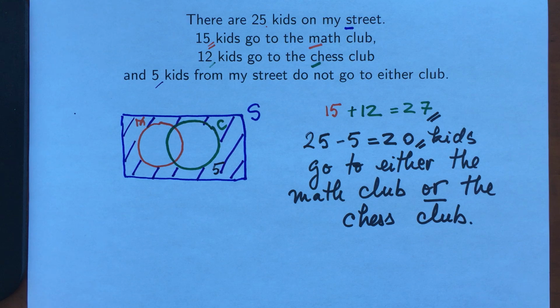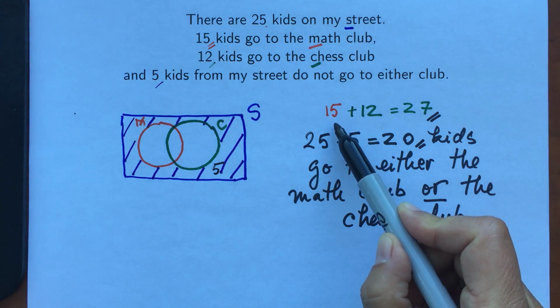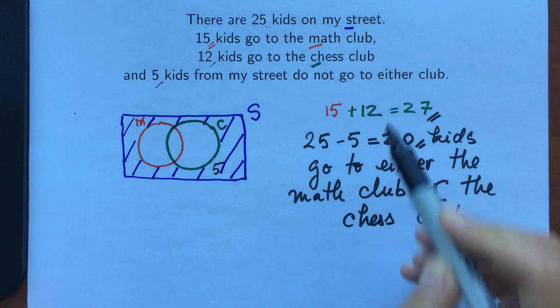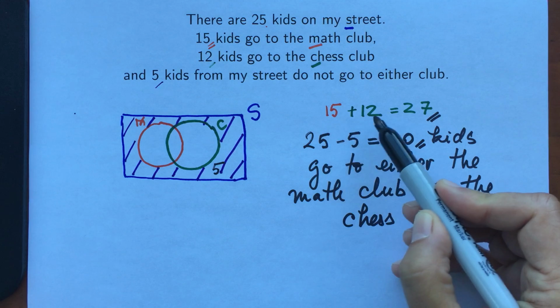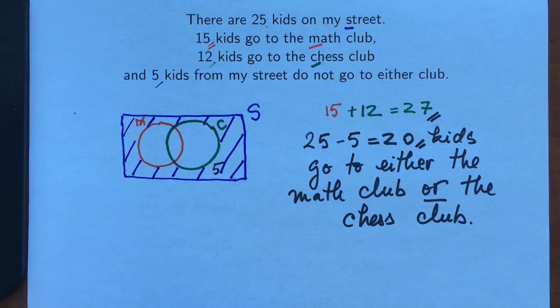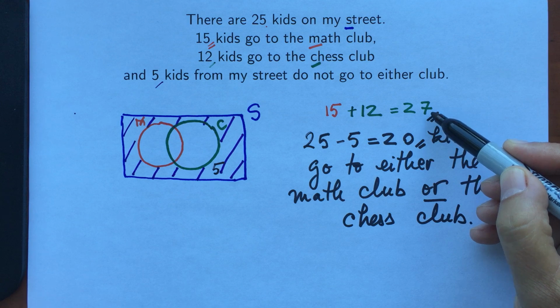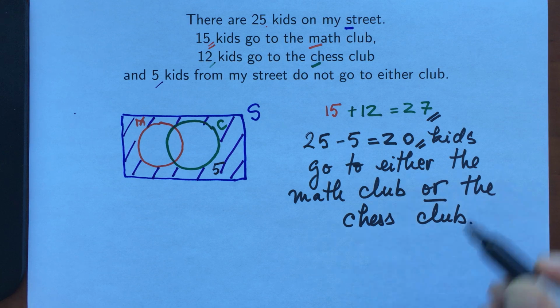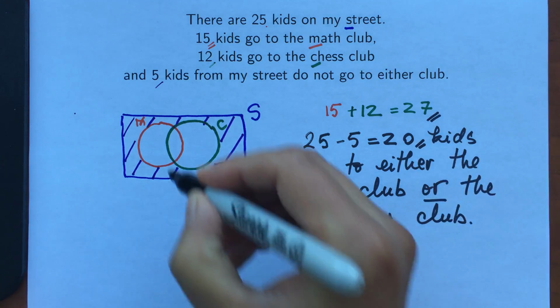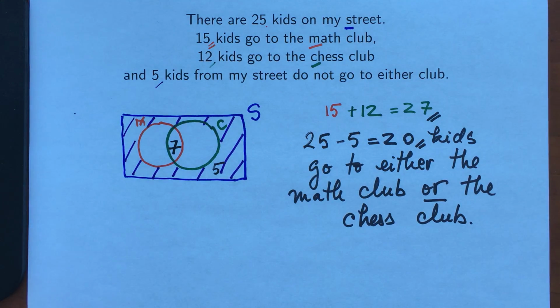My answer to the question is the following. When we add the 15 kids that go to the math club and the 12 kids that go to the chess club, actually we double count some kids. Okay, so actually we double count the kids that go to both the math club in the 15 and the kids that go to the chess club in the 12. So that's how we can explain the difference between the 27 and 20. So what that tells us is that there's 7 kids, which is exactly 27 minus 20, 7 kids that go to both the math club and the chess club.